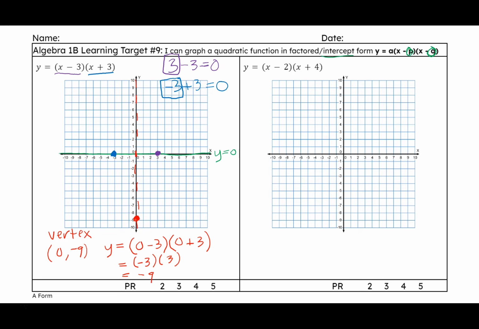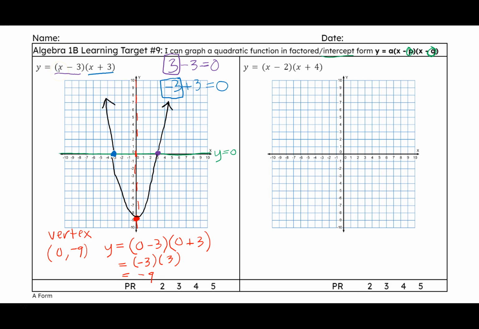And now I've got my 3 points. I can draw my parabolic shape. It's going to go in between these like this, kind of like a hybrid of a U and a V. And it's going to continue up to infinity, so I can just keep drawing it past those 2 points like this. So what I did was I found out what could make this equal to 0.